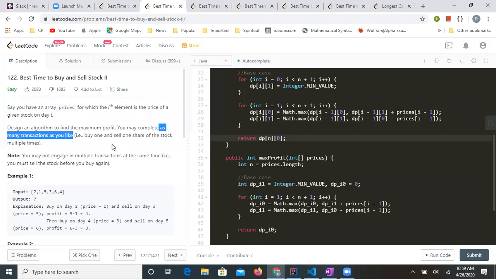So as long as you have more than n by 2 transactions allowed, then you can totally ignore k, because that means you can do as many transactions as you like, since that is the maximum limit. In this problem, it is clearly said that you can do as many transactions as you like. So you don't need to worry about it. Just do it.